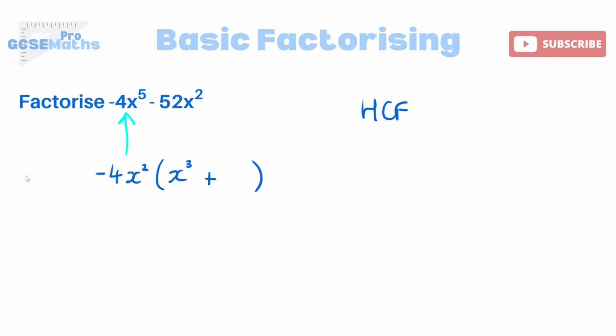How do I get from minus 4x squared to minus 52x squared? Okay, well, 4 goes into 52 13 times. And the x squared is the same, isn't it? So we don't need any x's. So that will be just plus 13. So we've got minus 4x squared on the outside, and then x cubed plus 13 on the inside.